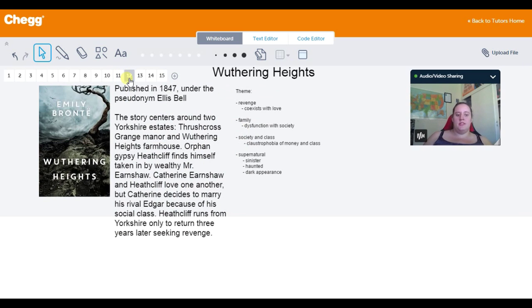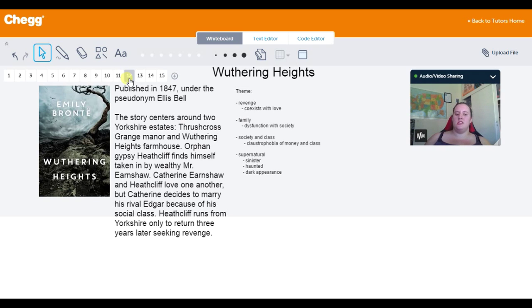Emily also publishes a book in 1847 under the pseudonym Alice Bell. Her novel Wuthering Heights focuses upon two Yorkshire estates of Thrushcross Grange Manor and Wuthering Heights farmhouse. Orphaned gypsy Heathcliff is taken in and educated by wealthy Mr. Earnshaw, but upon his death, Heathcliff finds himself outcast once again. Catherine Earnshaw and Heathcliff soon fall in love with one another, but she decides to marry Heathcliff's rival Edgar because Heathcliff has no social standing. Heathcliff plots his revenge to hurt all those who have wronged him.